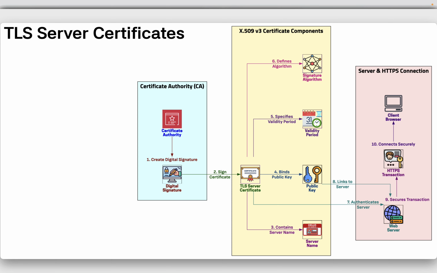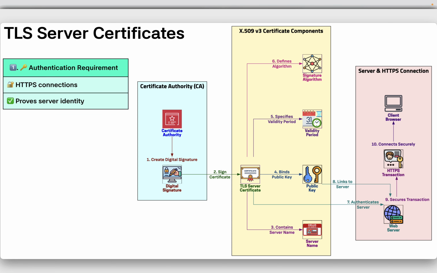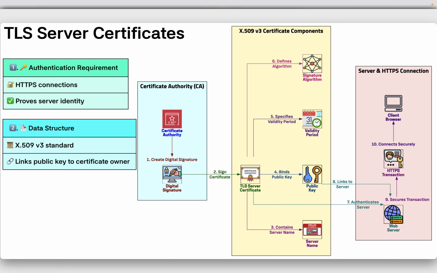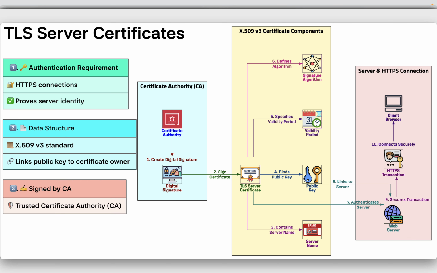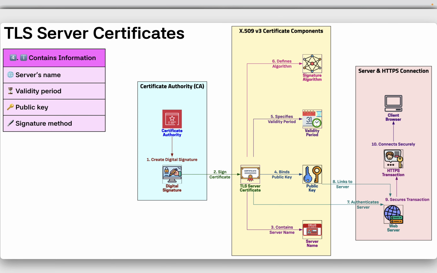Understanding TLS server certificates. For secure HTTPS connections, you need server certificates to prove that a server is really who it claims to be. A server certificate follows the X509 v3 standard and links the public key in the certificate to whoever the certificate is for. Signed by a CA, a trusted certificate authority signs the TLS certificate. The certificate includes details like the server's name, how long the certificate is good for, the public key, and the method used to sign it.